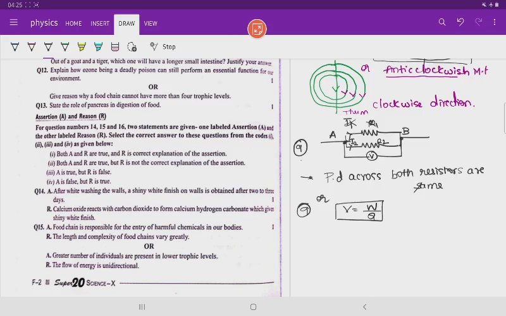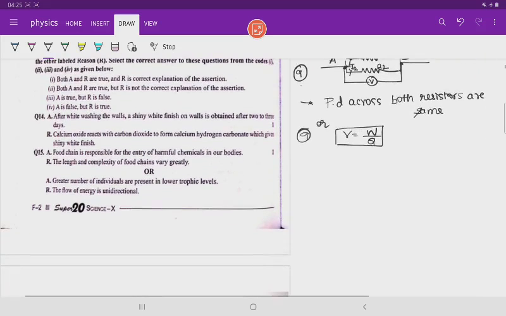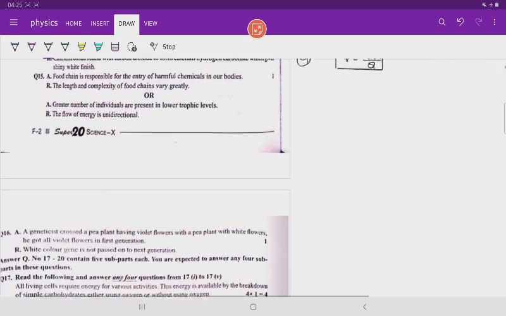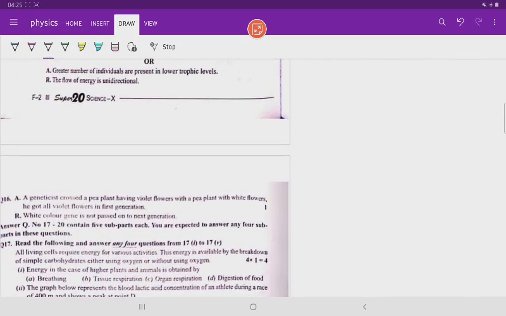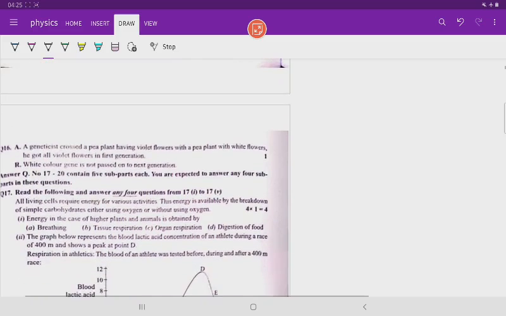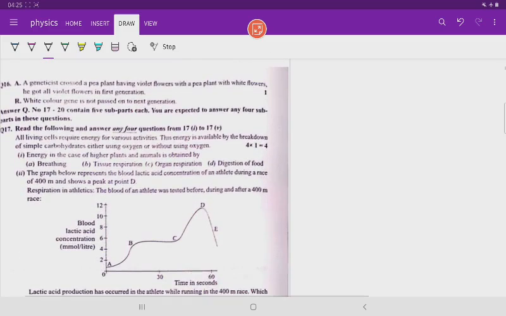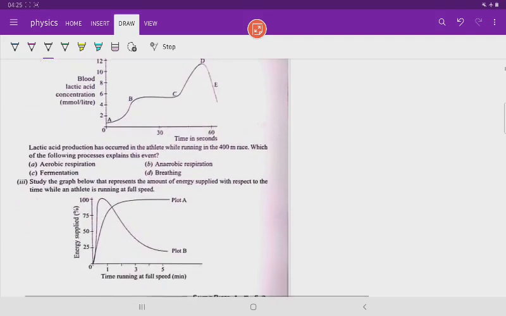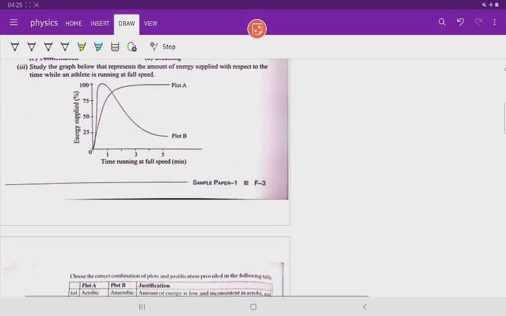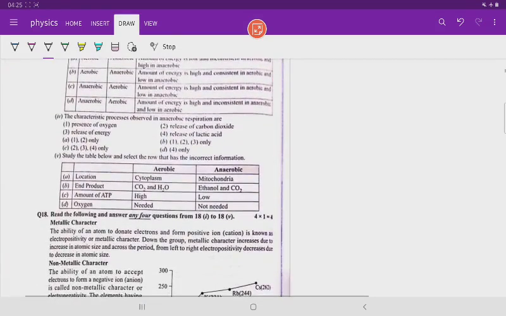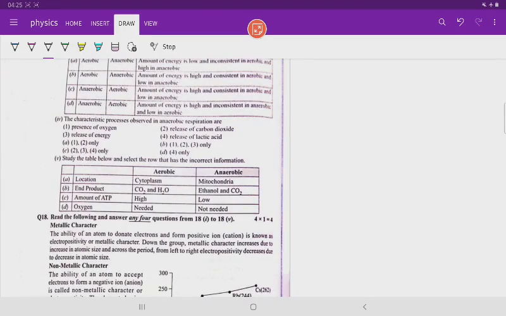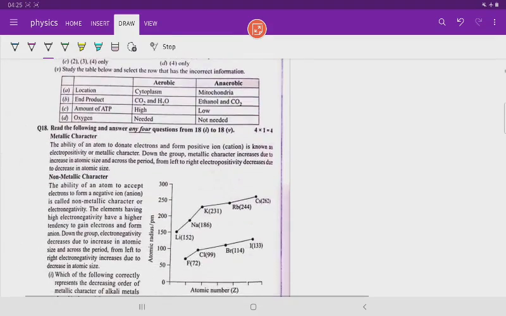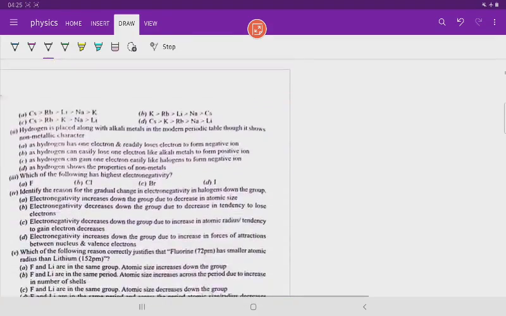Assertion and reasoning. Since the first one is chemistry, the second one is biology, and the third one is also a biology question, no need to worry about it. And we are going on to case study based questions. The first one is biology, and the second one also, I guess. And here we don't have any kind of physics questions. Here is a chemistry question.